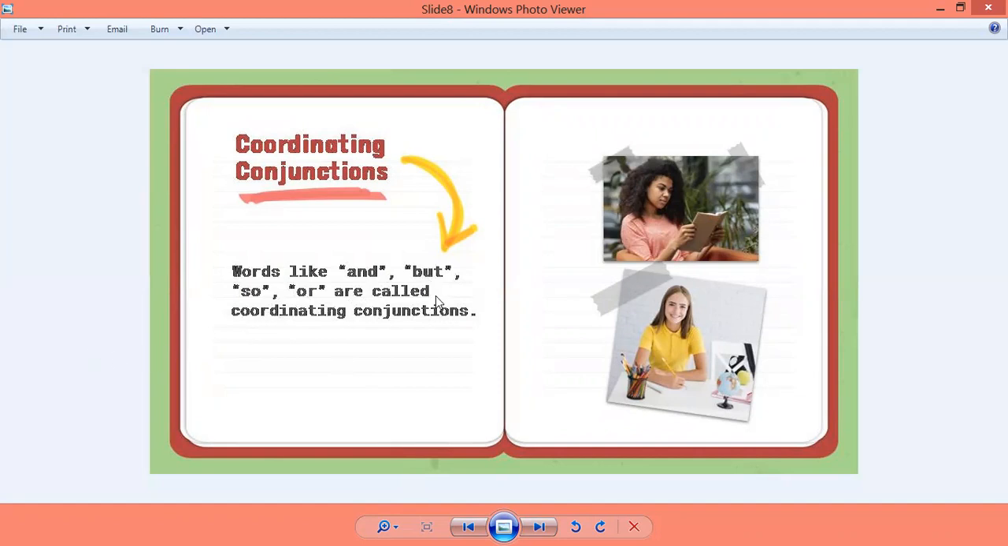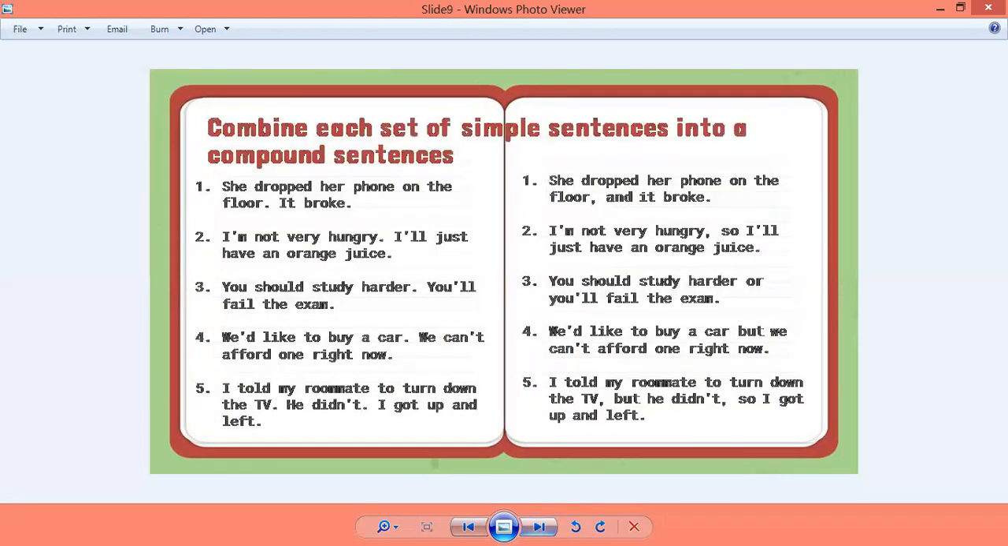अब जब भी कोई भी sentence बना रहे हो और बीच में and, but, so, or use करते हो, then what kind of sentences are you going to form? You are going to form a compound sentence. Now, this is an exercise. What we are supposed to do is, दो sentences दिए हैं और उसको एक compound sentence में बनाना है. Now, whenever we are forming compound sentence, we know that we are going to use a coordinating conjunction, right?